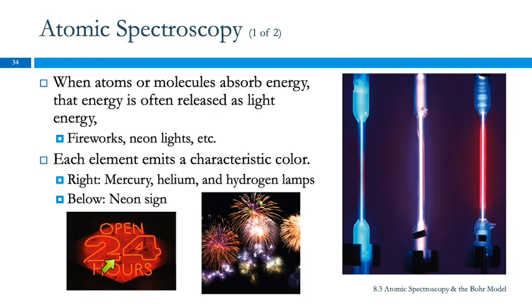So neon light, and then we can also make similar lamps with other elements. This is mercury and helium and hydrogen. And they give off different colors because the light that is emitted is at different frequencies. Each element emits a characteristic color.